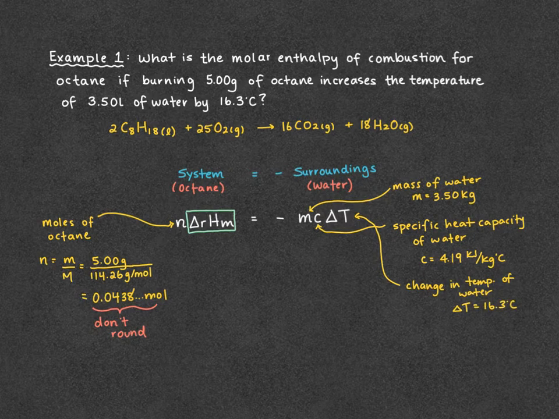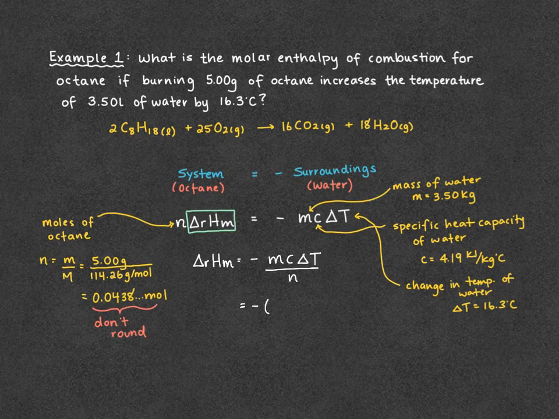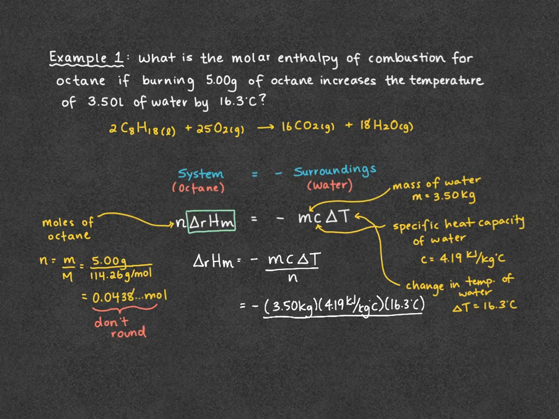So we're going to be rearranging this equation for the molar enthalpy, and we're going to do that by dividing both sides by n. So our molar enthalpy of reaction is equal to negative mc delta T over n. Now we can just plug in our numbers. So we have 3.5 kilograms times 4.19 kilojoules per kilogram degrees Celsius times 16.3 degrees Celsius, all over 0.0438 moles.